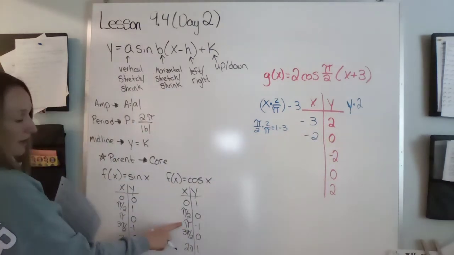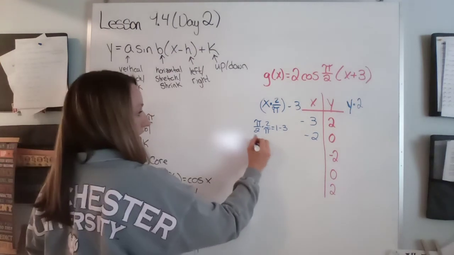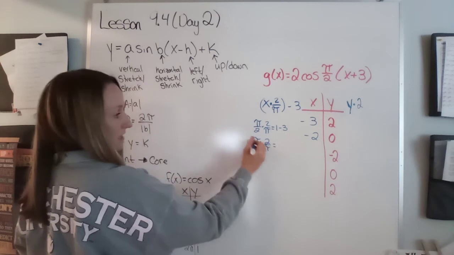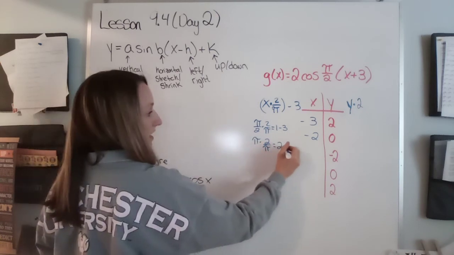Multiply this by 2 over pi. So pi times 2 over pi. That's going to simplify, right? The pi's cancel to just a 2, and then you subtract 3.